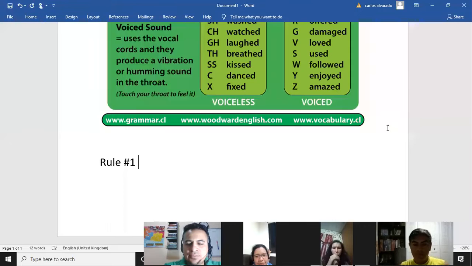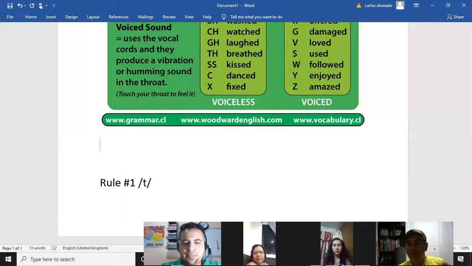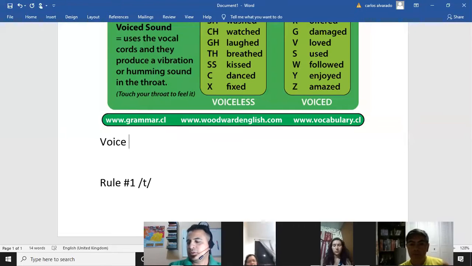The T sound. I use the T sound when the verb finishes in voiceless, okay? Aquí tienen que entender lo que es voice y voiceless. So, antes de explicarles las reglas, rapidito, voice es el sonido con la garganta. Es la vibración de las cuerdas vocales.